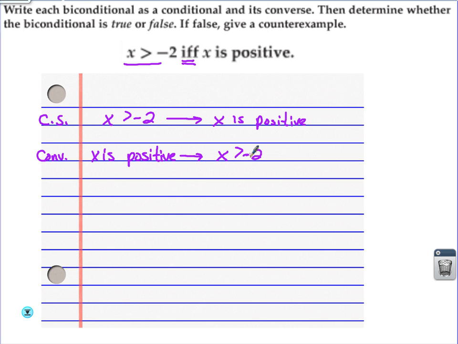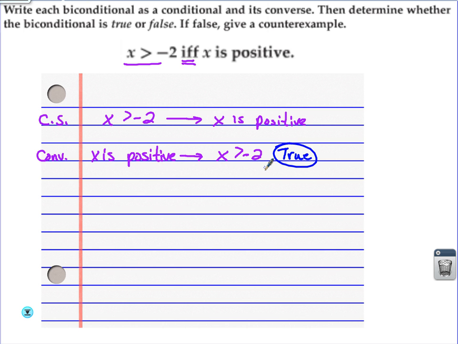Now let's start with the second one. X is a positive number. Think about all. Notice I throw in that word all, because it must be true for each and every one. X is a positive number. Does that mean that x is bigger than -2? What do you think, Cole? If x is a positive number, is it bigger than -2? Think about all your positives. Is it bigger than that? Yeah, true. In order to be a true biconditional, though, they must both be true.